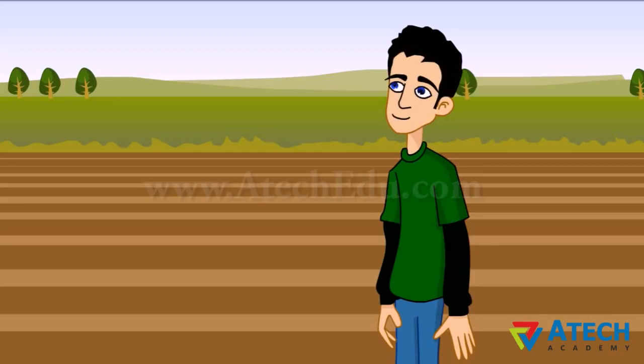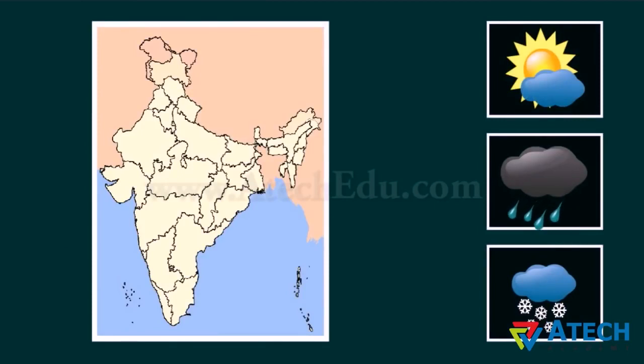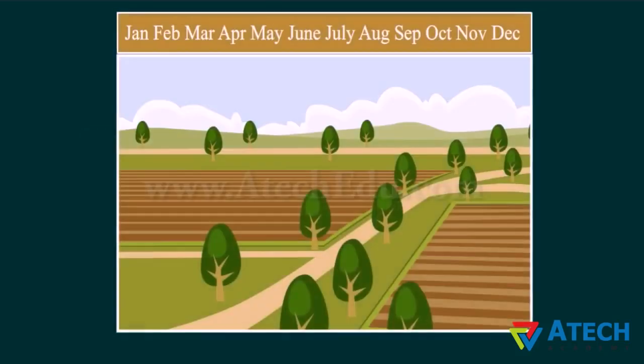Yes. But can we prepare these crops anywhere and at any time of the year? In India, the climatic conditions like temperature, humidity, and rainfall vary from one region to another. Hence, we have different varieties of crops. Crops are broadly divided into two parts, Rabi and Kharif. But what do they mean?